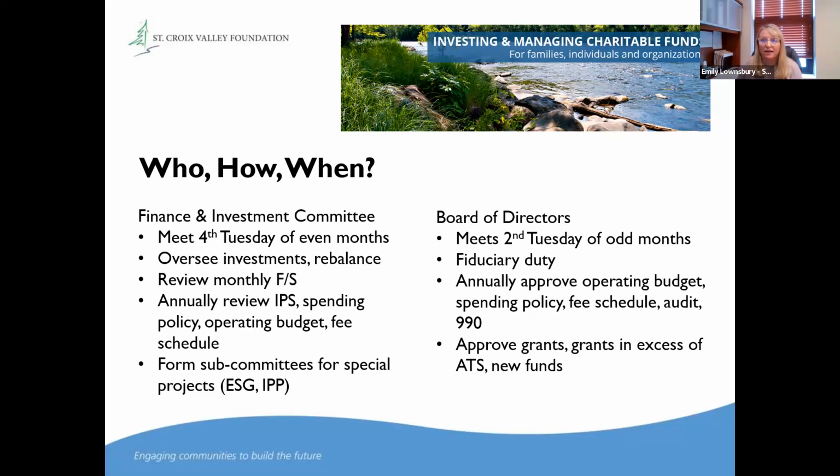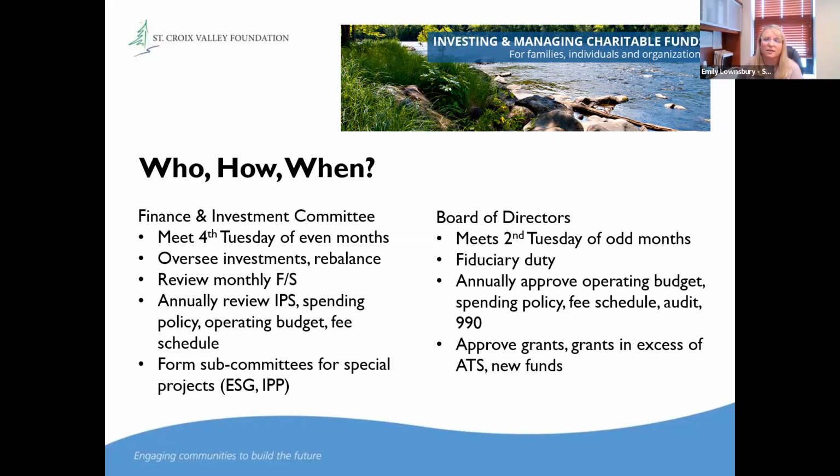So my final slide is who, what, and how does this all happen? The Finance and Investment Committee, also referred to as F&I for short, meets every fourth Tuesday of even months. They oversee investments, review monthly investment performance, underlying investment managers, and alignment with investment policy, and give guidance on a rebalance when needed.